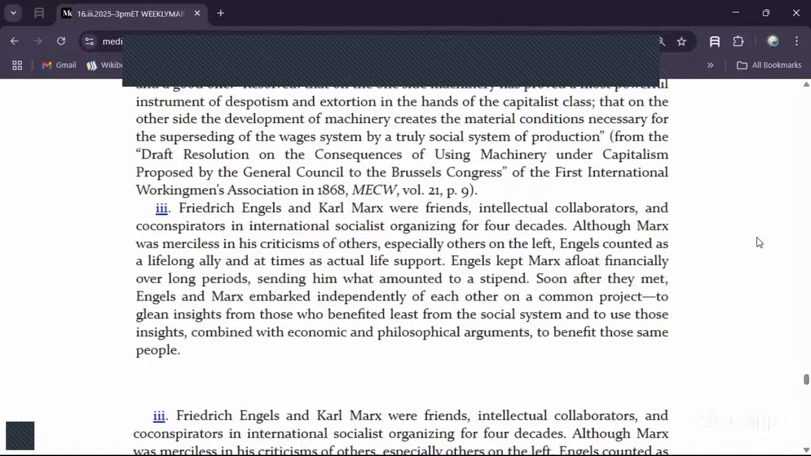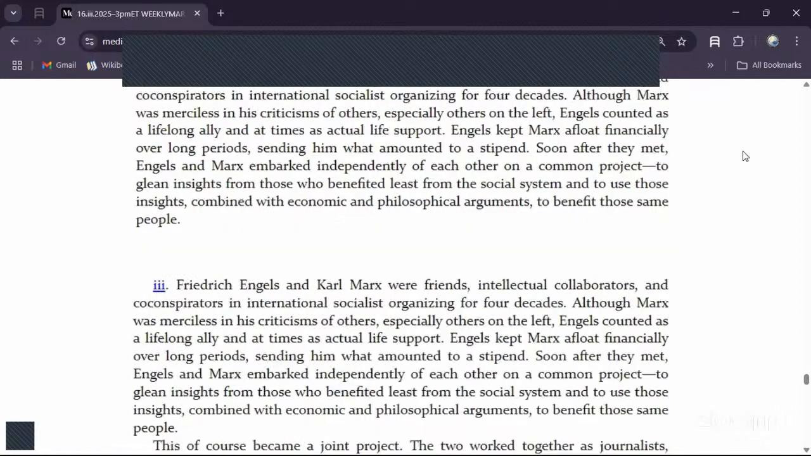Editor's Note 3. Friedrich Engels and Karl Marx were friends, intellectual collaborators, and co-conspirators in international socialist organizing for 4 decades. Although Marx was merciless in his criticism of others, especially others on the left, Engels counted as a lifelong ally, and at times as actual life support. Engels kept Marx afloat financially over long periods, sending him what amounted to a stipend. Soon after they met, Engels and Marx embarked independently of each other on a common project to glean insights from those who benefited least from the social system, and to use those insights, combined with economic and philosophical arguments, to benefit those same people.